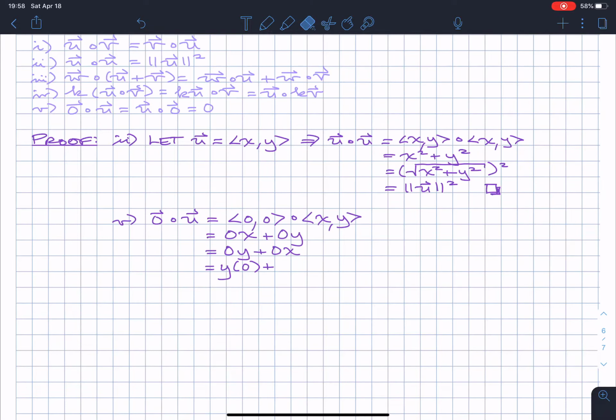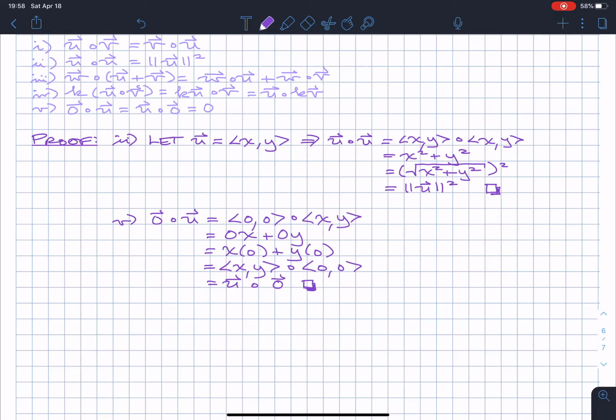Let me just do it this way. I should have done it this way. Let me just write this as x times 0 plus y times 0. So I can rewrite this now as x comma y dot 0 comma 0, which is u dot the 0 vector. So that's for the first part. I've proven the first of the two equations.